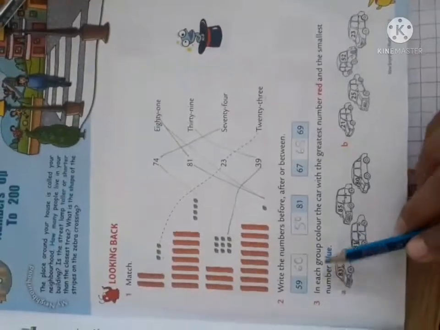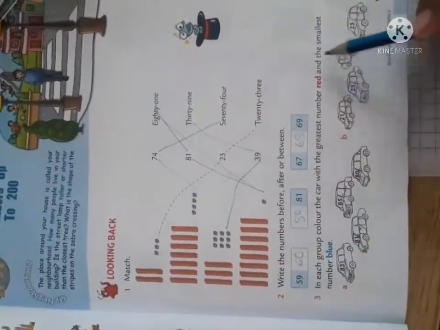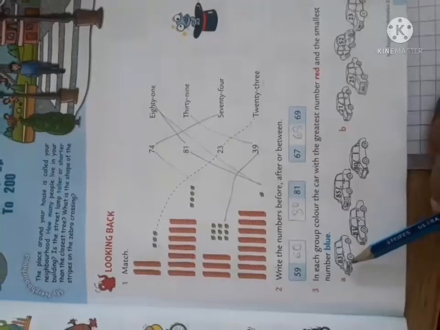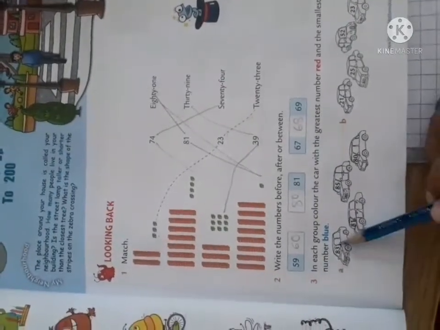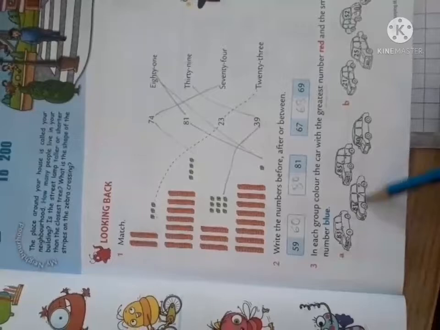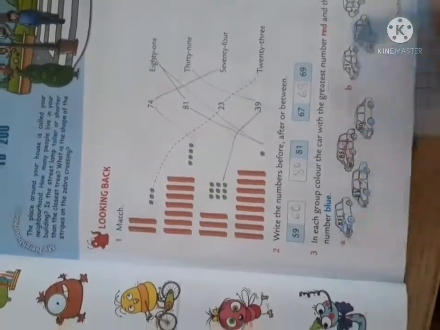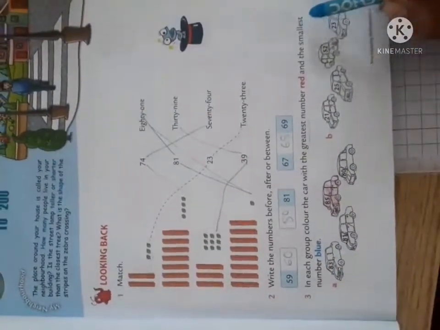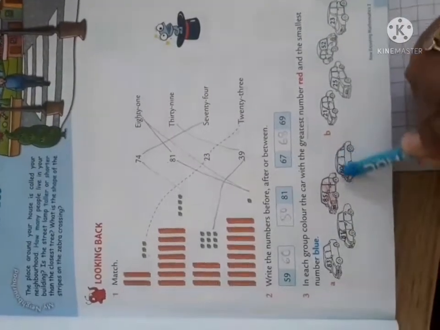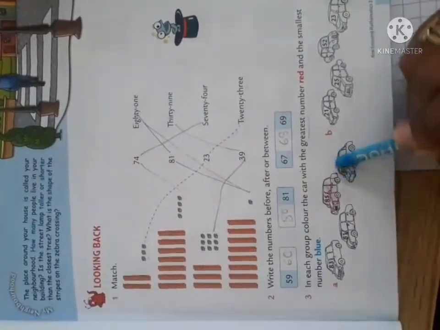Now next question is, in each group color the car with the greatest number red and the smallest number blue. Here just find out in example A, 83, 81, 85 and 80. 4 numbers are given. In the example clearly the greatest number is marked with red. Greatest number is 85 in this, so you just color this car with the red color, and this is my blue color which I have to use to indicate the smallest number, which is 80. So I have to color this car with the blue one.